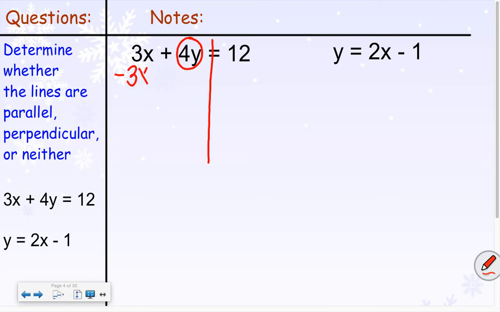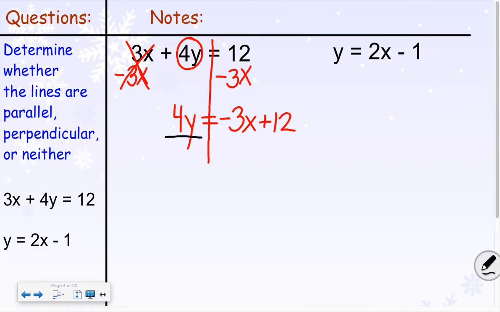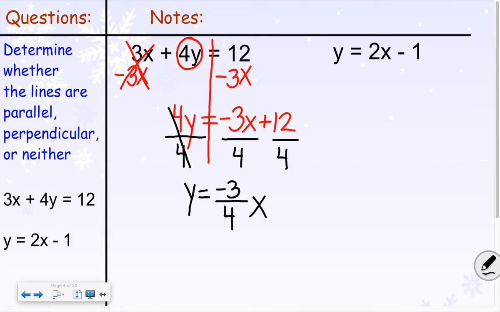So let's subtract 3x on both sides. Bring down the 4y. And then keep the -3x and the 12 separate because they are not like terms. Then I need to divide everything by 4 to get y alone. So y equals -3/4 x, 12 divided by 4 is 3.